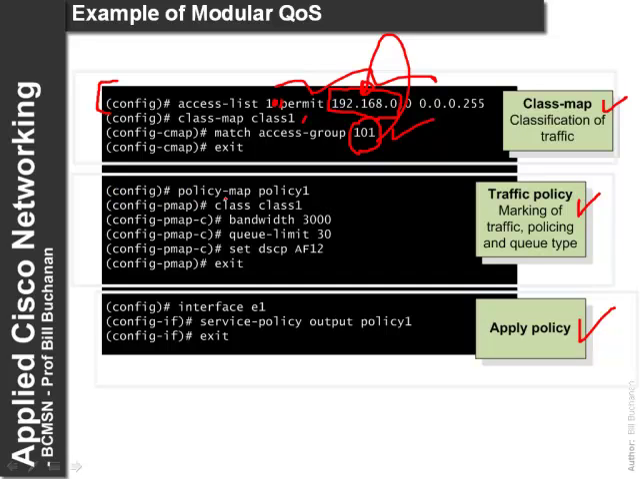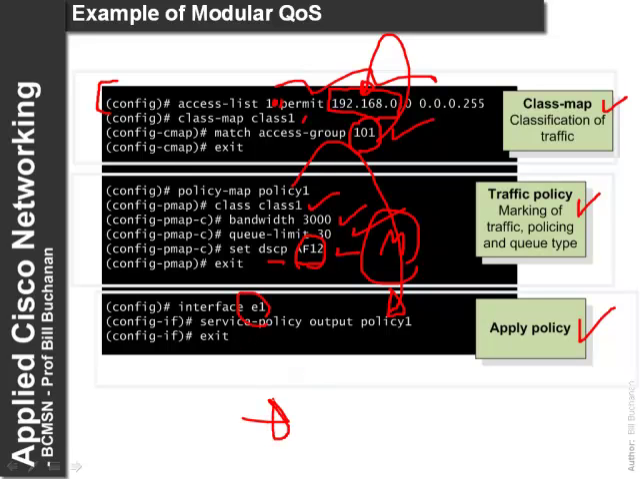Then we define our policy map. So in this case, we apply the policy to this class, and we say that we have a certain bandwidth, we have a queue limit of 30 data packets, and in this case we're going to set the DSCP value in those data packets to AF11. So this allows us to mark the data packets as they come in. After this, we apply the policy onto an interface, in this case on E0 on the incoming, E1 on the outgoing direction.